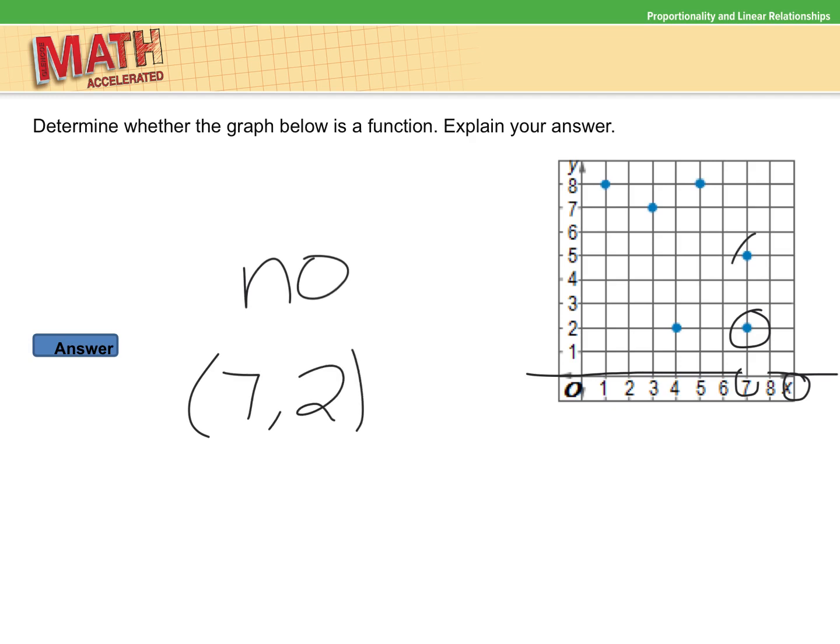7, 2. Okay, how would I write this one? 7, 5. So as an ordered pair, we can see that 7 has 2 different solutions. So that breaks it to be a function.